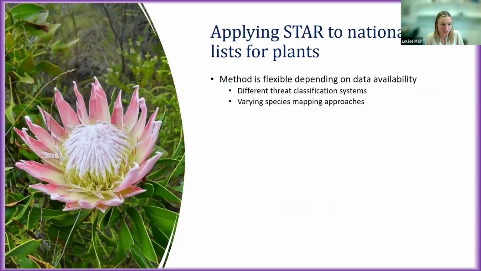So what did we learn from this? First of all, STAR is pretty flexible depending on data availability. We can cope with different threat classification systems. We can cope with varying species mapping approaches, but it's very much a case of the data going in determines the data coming out the other end.